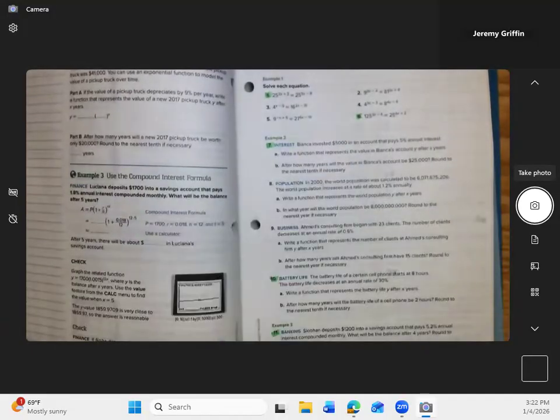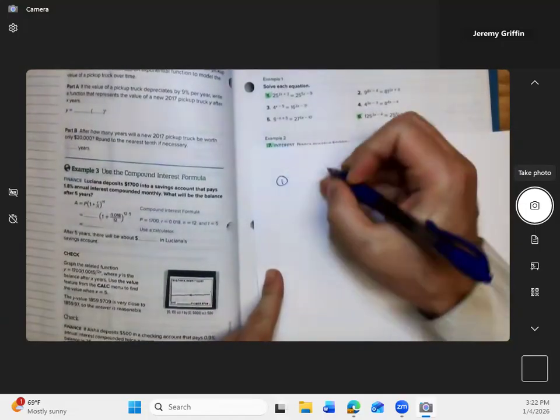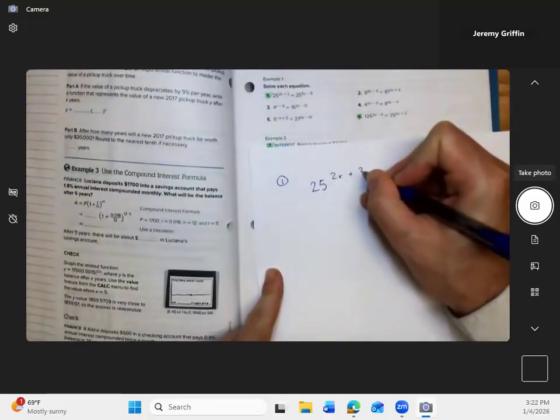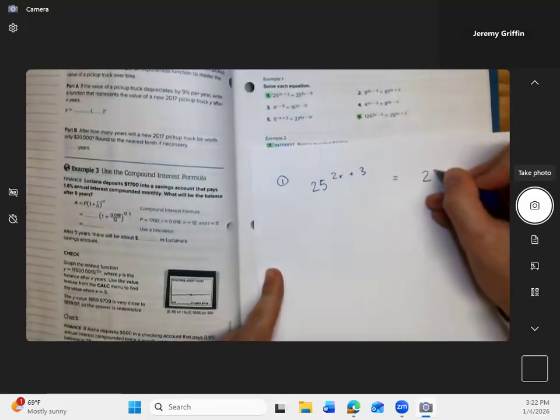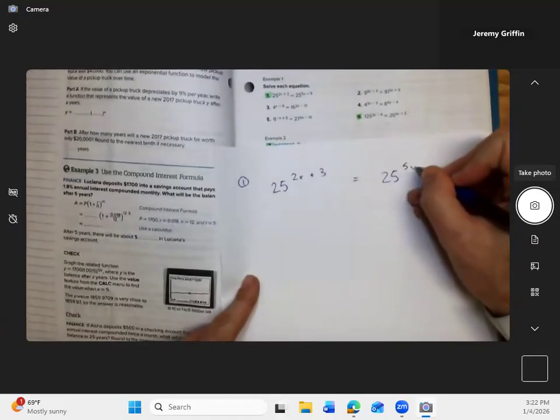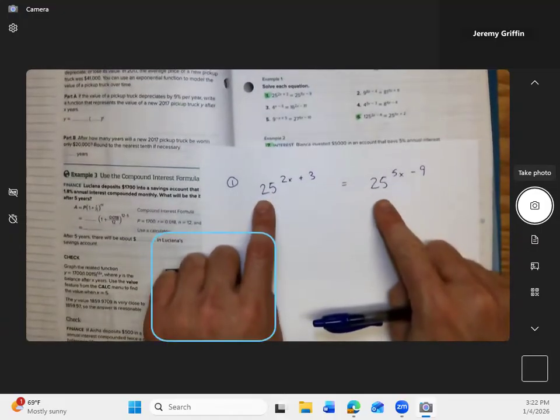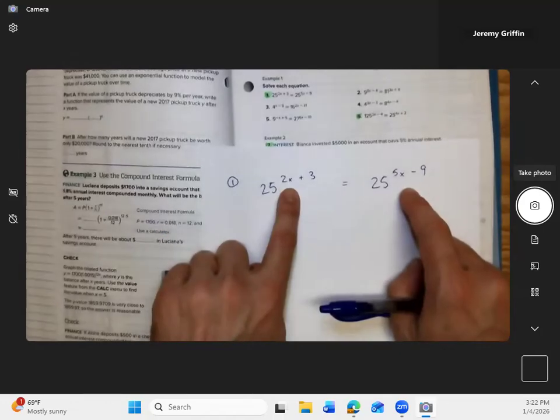All right, let's jump into the book puzzles. Chapter puzzles. Number one, solve each equation. I've got 25 to the 2x plus 3 equals 25 to the 5x minus 9. Oh, well, look at that. It has a common base. So 25 to the something equals 25 to the something else.